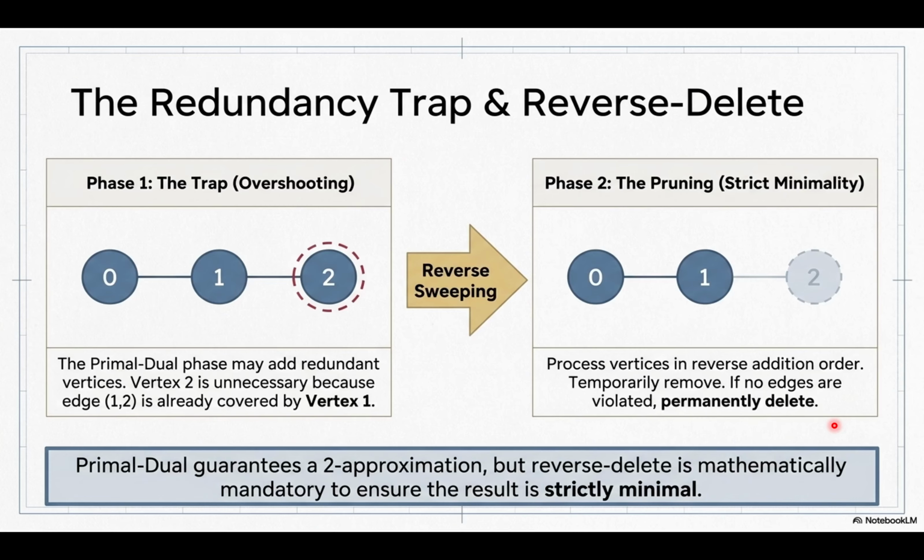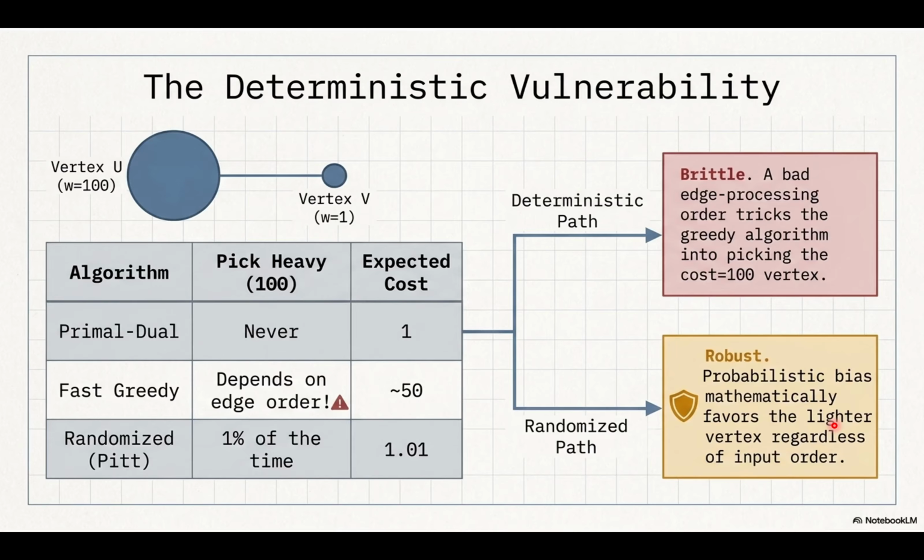But even with reverse delete cleaning things up, deterministic algorithms harbor a really massive vulnerability. Because they follow strict rules. Exactly. They can be completely manipulated by the specific order of the input data. We call it the deterministic vulnerability. Oh, this is the 100 versus 1 trap from the sources.